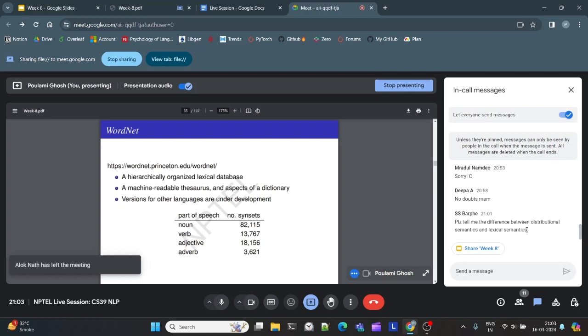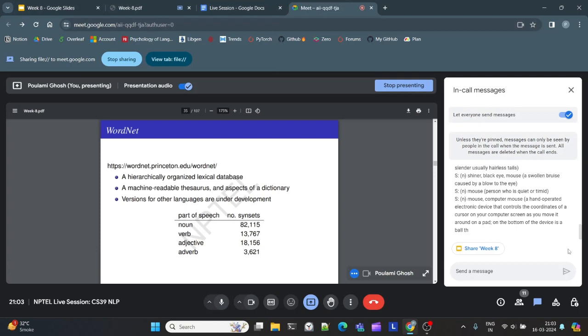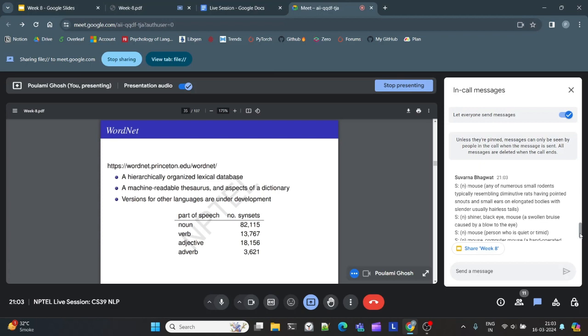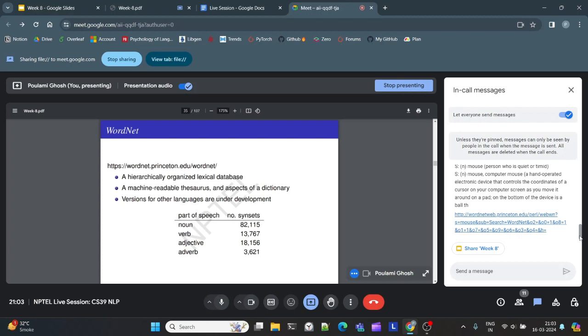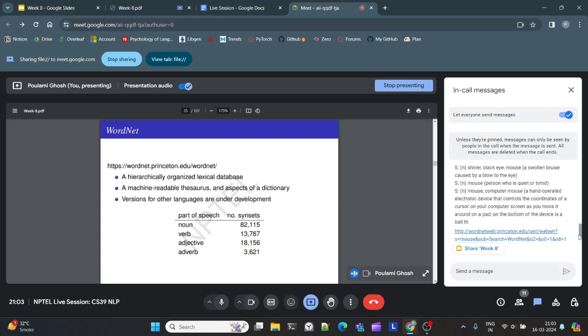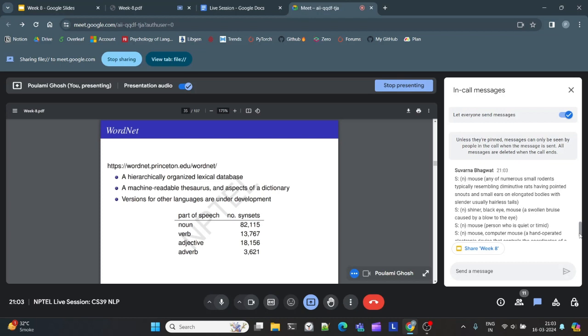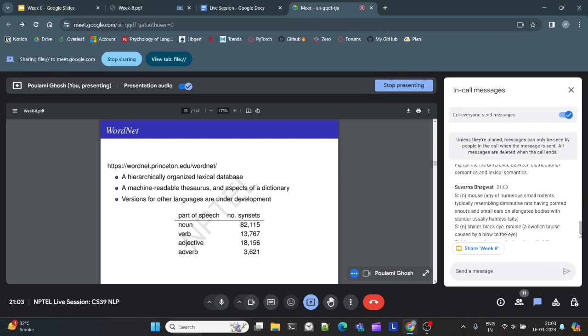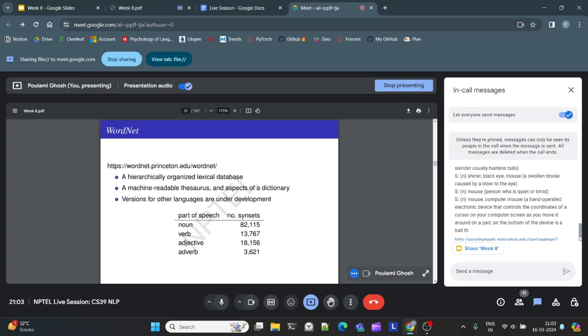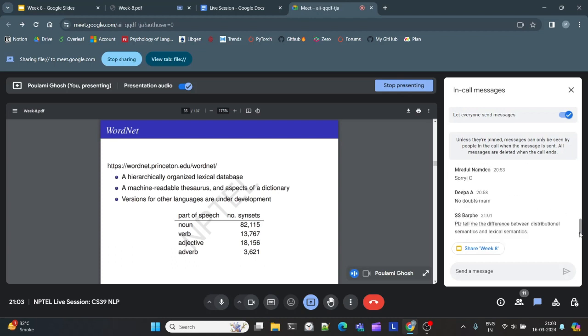So SS Babu has a question: what is the difference between distributional semantics and lexical semantics? Now, mouse also refers to a dark colored swelling caused by a blow, for example, a black eye. That is also called a mouse. Yes, it is in the Merriam-Webster dictionary. Okay, nice. So we got the four senses of mouse. That's cool. So just one last question that SS Babu asked.